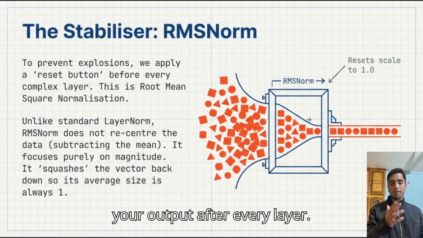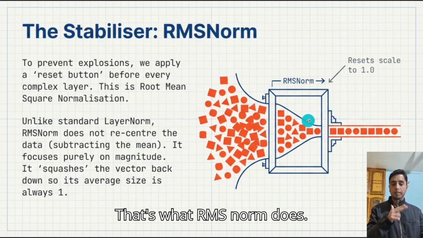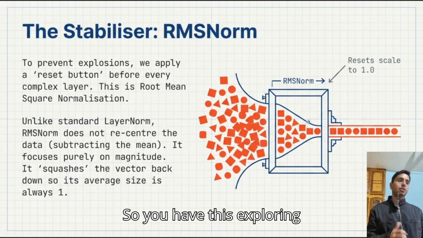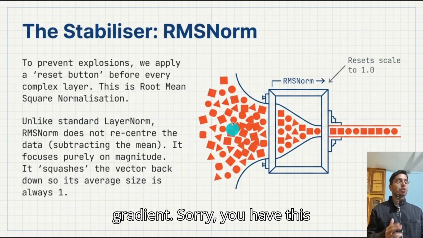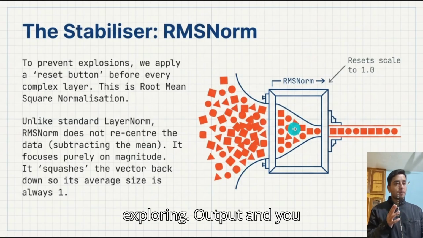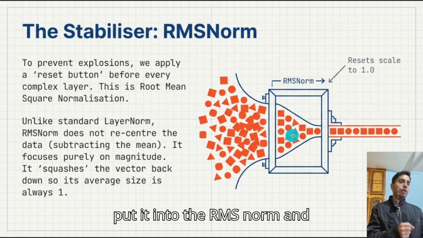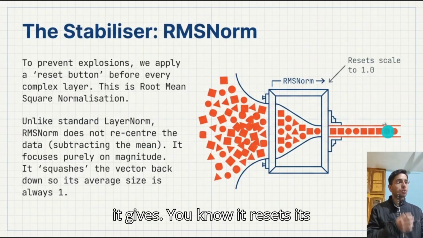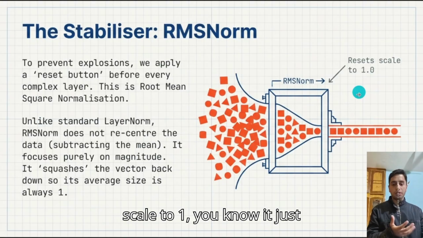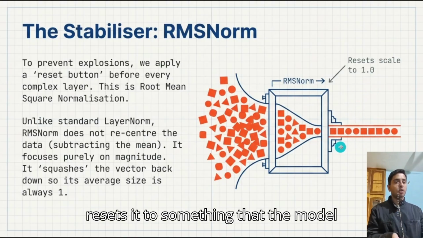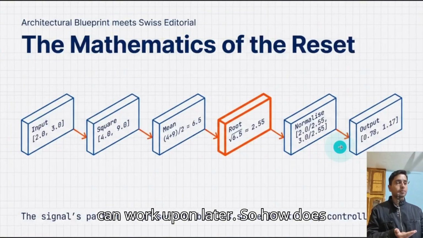We normalize your output after every layer. That's what RMS norm does. So you have this exploding output, sorry, not gradient, and we put it into the RMS norm, and it resets its scale to one. It just resets it to something that the model can work upon later.